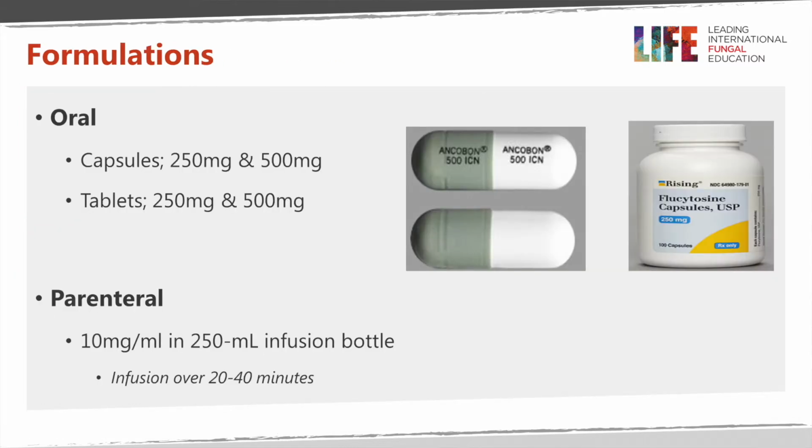Flucytosine can be used for oral administration or intravenous administration. It can either be in tablet form or in capsule form, and it comes in 2 strengths, either 250 milligrams or 500 milligrams. The one for IV use comes in a 250 ml infusion bottle with a strength of 10 milligrams per ml. Infusion should be between 20 to 40 minutes, because we have adverse events that can be infusion related, but that is very rare.